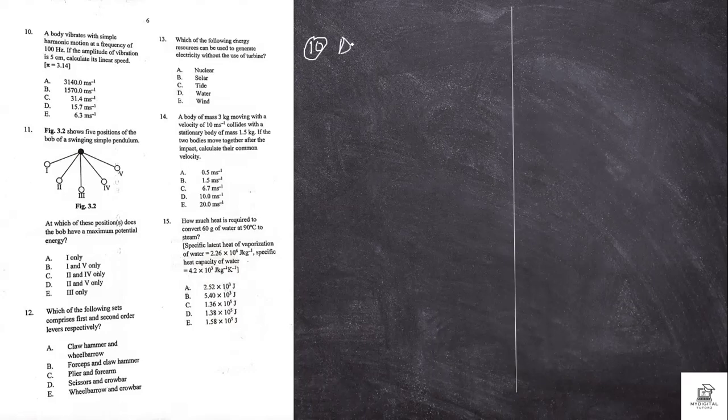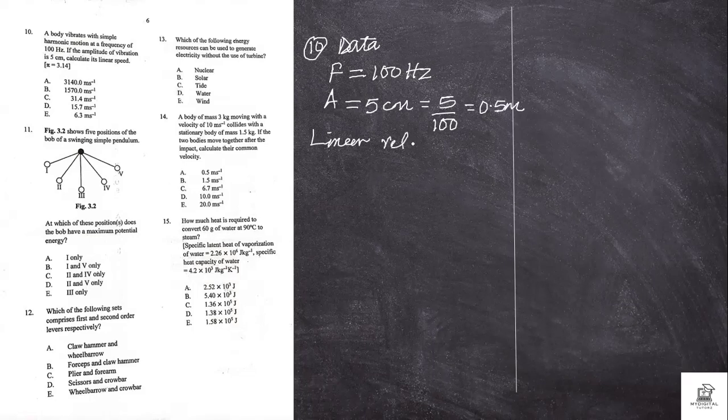We are given that frequency f is equal to 100 Hz, and the amplitude A is equal to 5 centimeters. I told you, except otherwise stated, always convert from centimeters to meters. To do that, we say 5 divided by 100, which will give us 0.05 meter. So when that is done, we are asked to calculate linear velocity, which is v. That's what we are looking for.